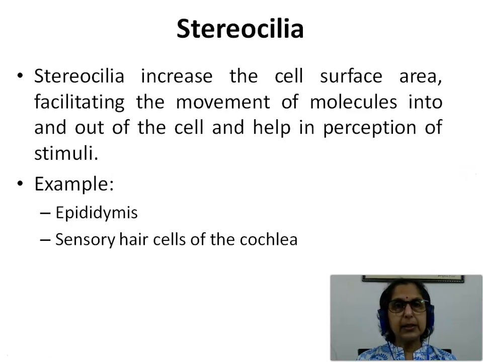Stereocilia increase the cell surface area, facilitate the movement of molecules into and out of the cell, and help in perception of various stimuli. And where do we see stereocilia in the body? They are seen in the epididymis and in the sensory hair cells of the cochlea.